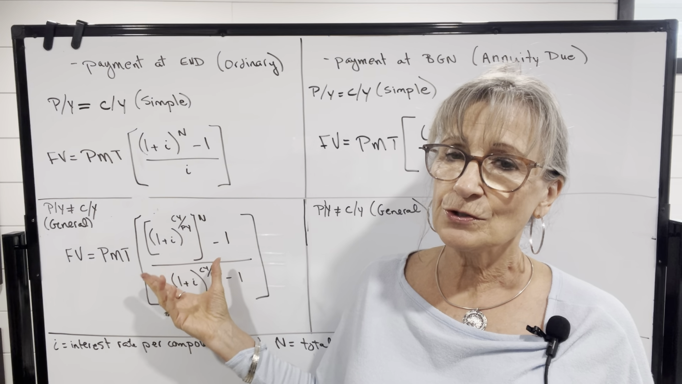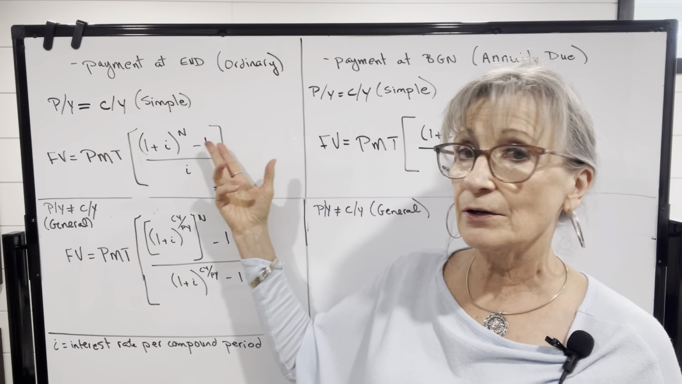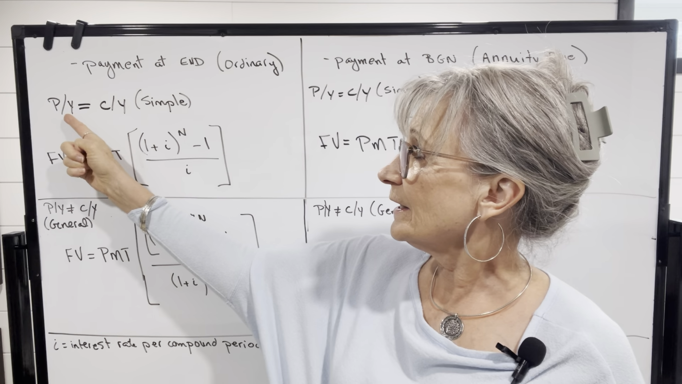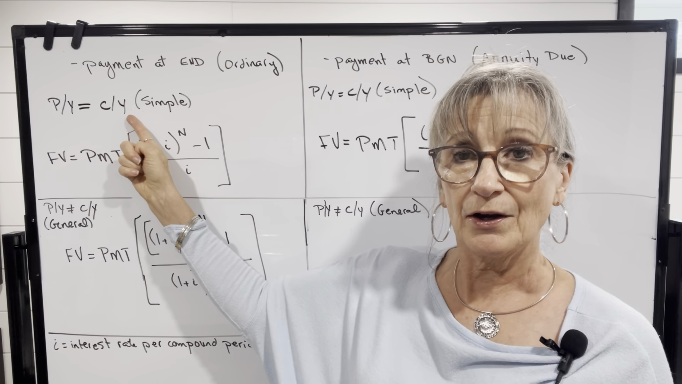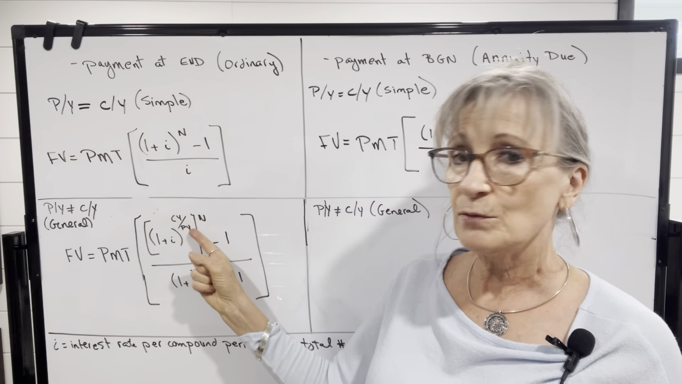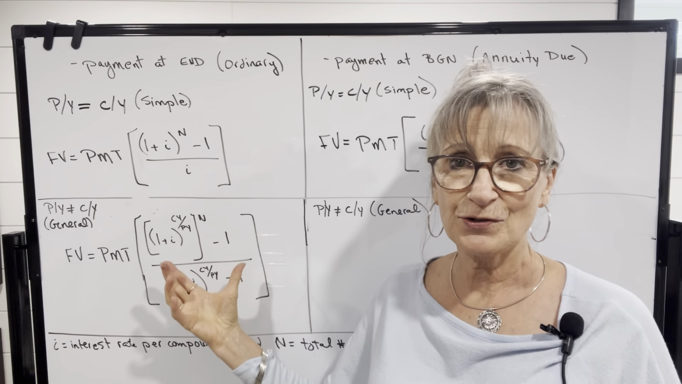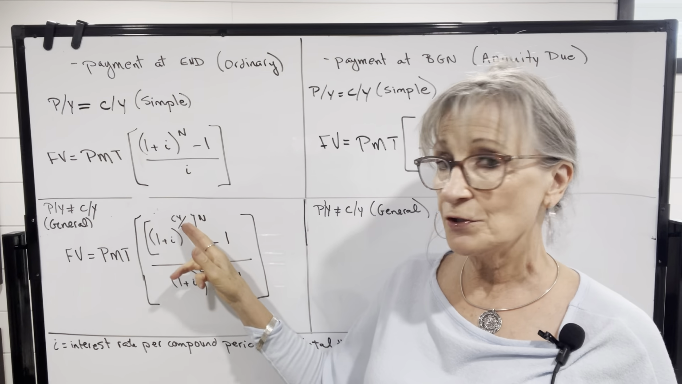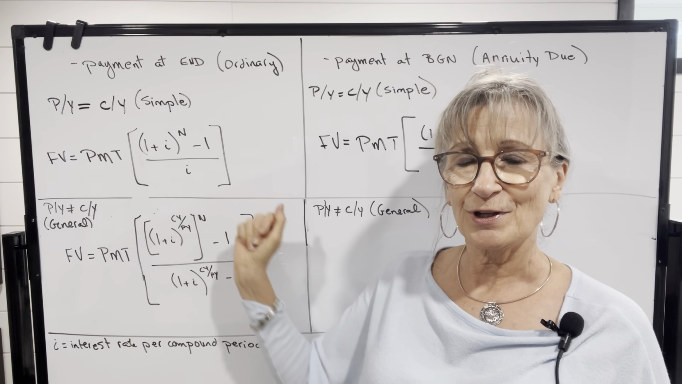This formula also works for ordinary simple annuity. If py and cy are equal, and we put those in, we just get an exponent of 1. And then when you simplify this with those values equivalent, you'll get this formula.